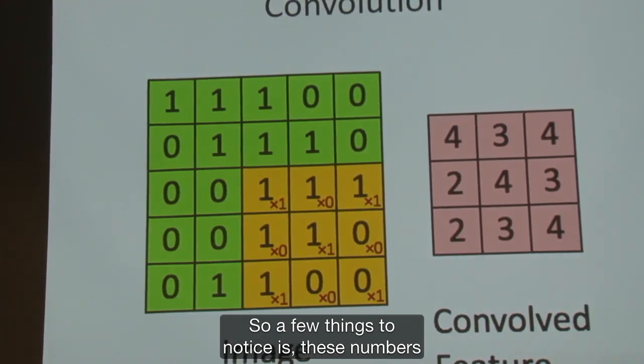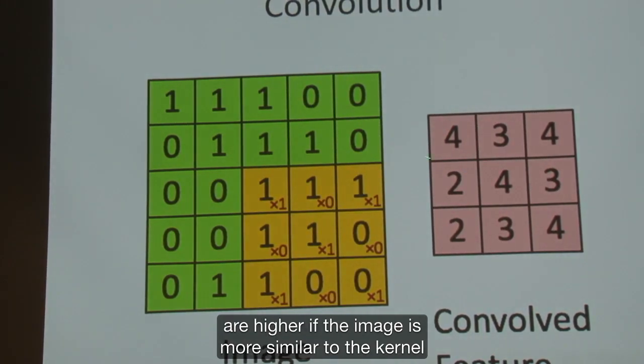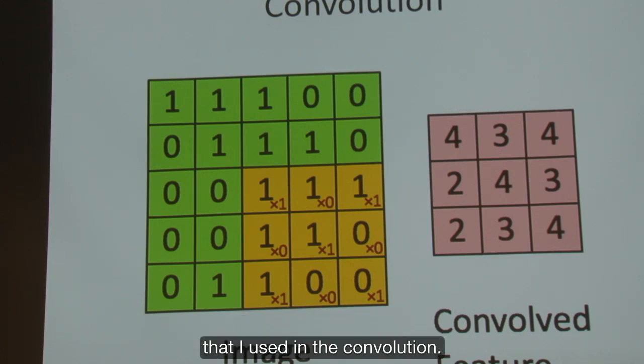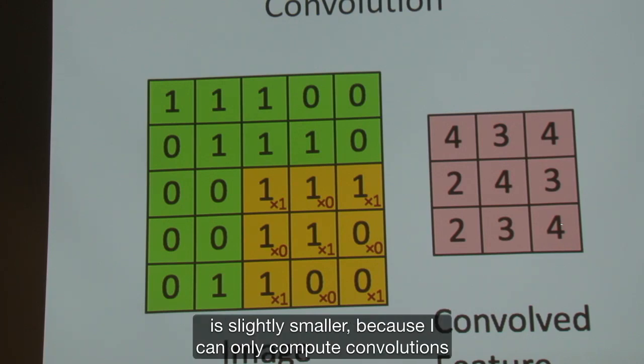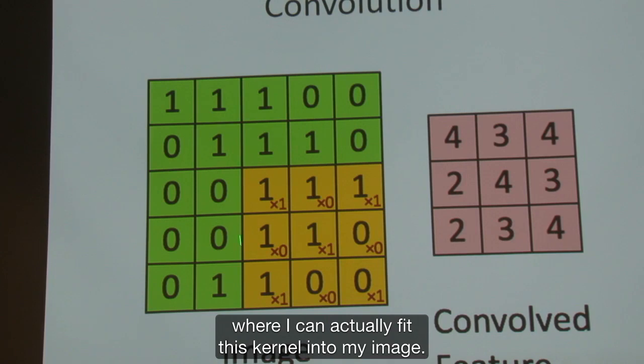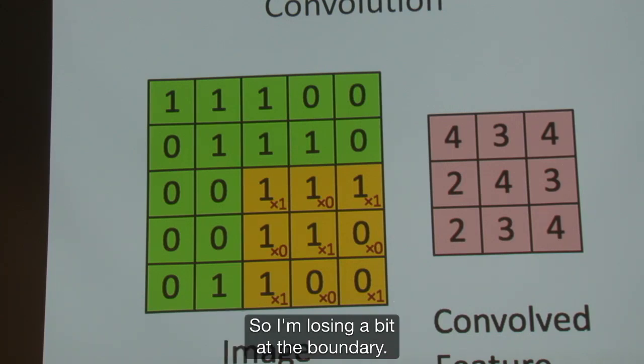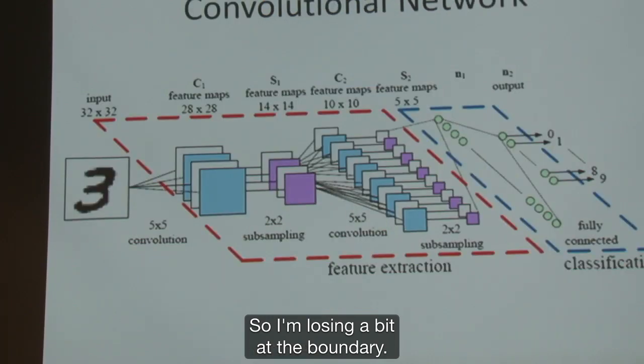So a few things to notice: these numbers are higher if the image is more similar to the kernel that I used in the convolution. And the other thing to notice is this is slightly smaller because I can only compute convolutions where I can actually fit this kernel into my image, right? So I'm losing a bit at the boundary.